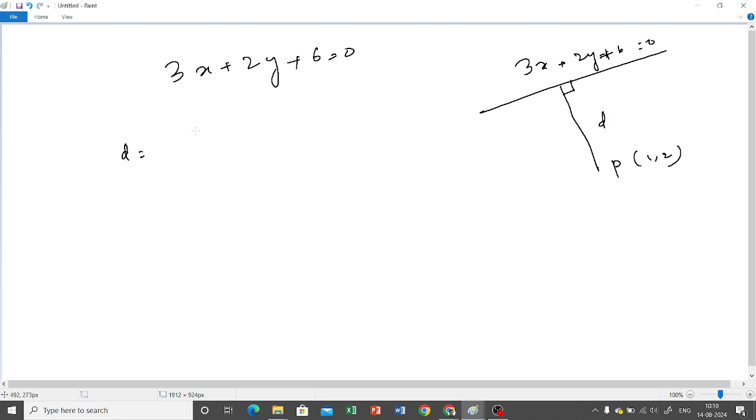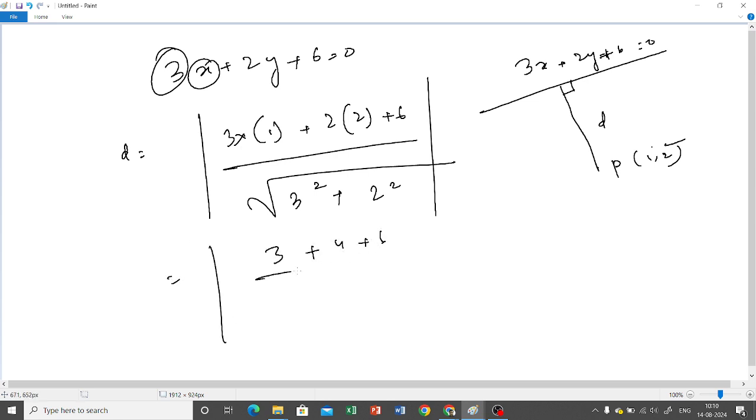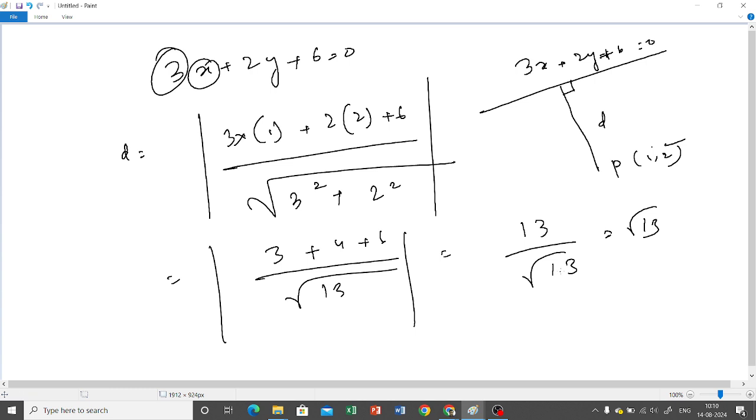d is equal to the modulus of 3 into, put 1 in place of x, put 2 in place of y, and plus 6 as it is, divided by the root of the square of x's coefficient plus the square of y's coefficient. So from here we get 3 plus 4 plus 6 divided by root of 9 plus 4, which is root 13. So that gives 13 by root 13, and that gives root 13. This is how we find the perpendicular distance between a point and a line.